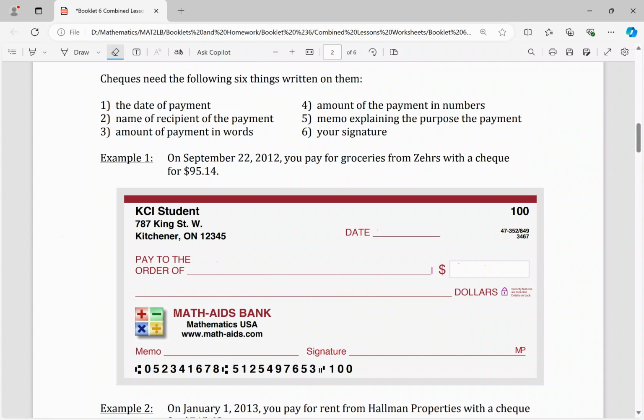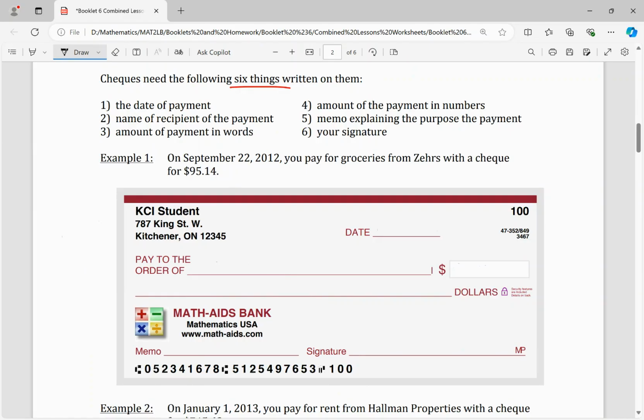Checks need the following 6 things written on them. One is the date of the payment. Okay, that's obviously labeled with date at the top. Now, this example is on September 22nd, 2012. You pay for groceries from Zehrs with a check for $95.14. Now, it's not very common that you pay for groceries with a check, I'm going to be honest with you, but nonetheless, this is a good example to practice with.